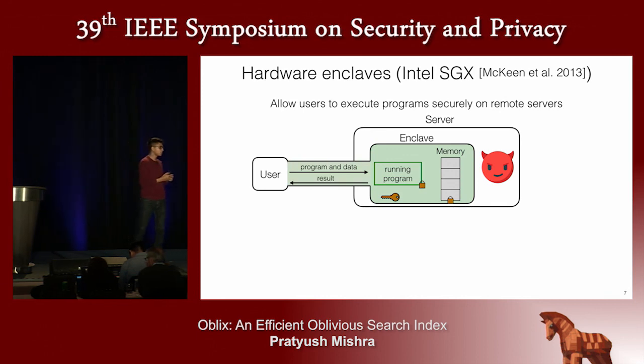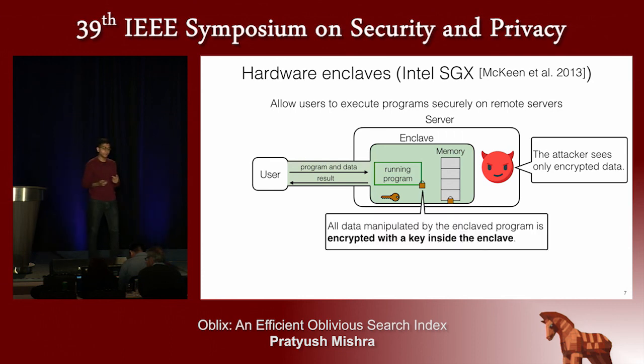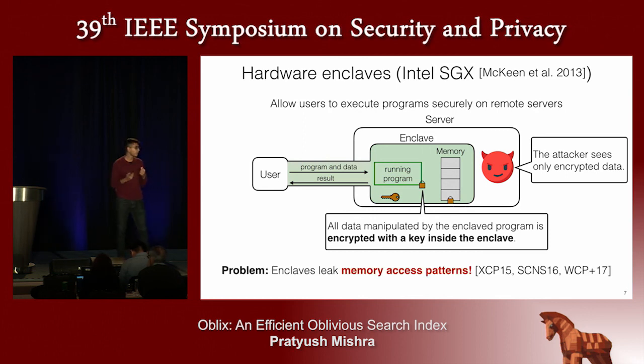The guarantee that these enclaves claim to provide is that the attacker only sees encrypted data. This is achieved by having all the information touched by the program be encrypted by a secret key that lives in the enclave. This seems too good to be true, right? This solves all the cryptographic problems that we've faced over the past 30 years. And indeed, modern enclaves have a drawback. They all suffer from some kind of side channel leakage.